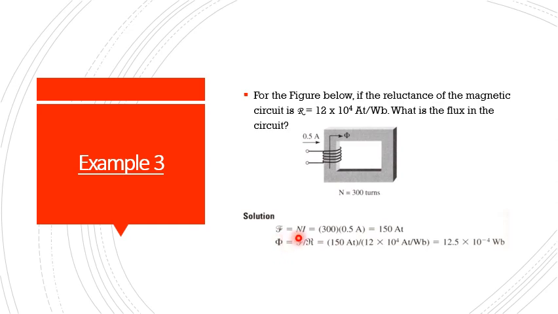We know the MMF F is N times I. Number of turns times current is 150 ampere turns. Then to calculate the flux, phi equal to F divided by reluctance. Then we will get the phi value as 12.5 times 10 power of negative 4 Weber.